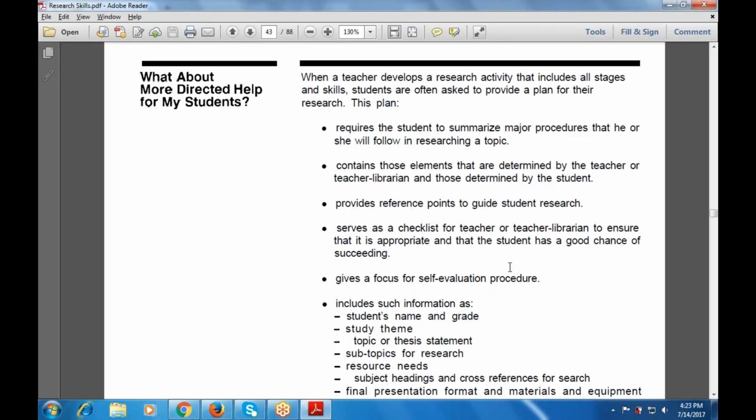Second, it contains those elements that are determined by the teacher or a teacher librarian. What should be the teacher content, what should be the librarian content that includes the procedures in researching a topic. Then next, it contains those elements that are determined by the teacher or the teacher librarian.